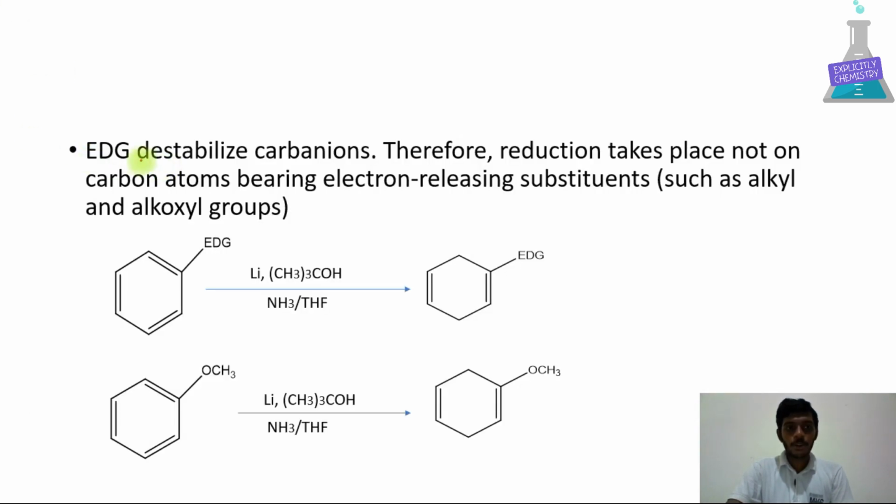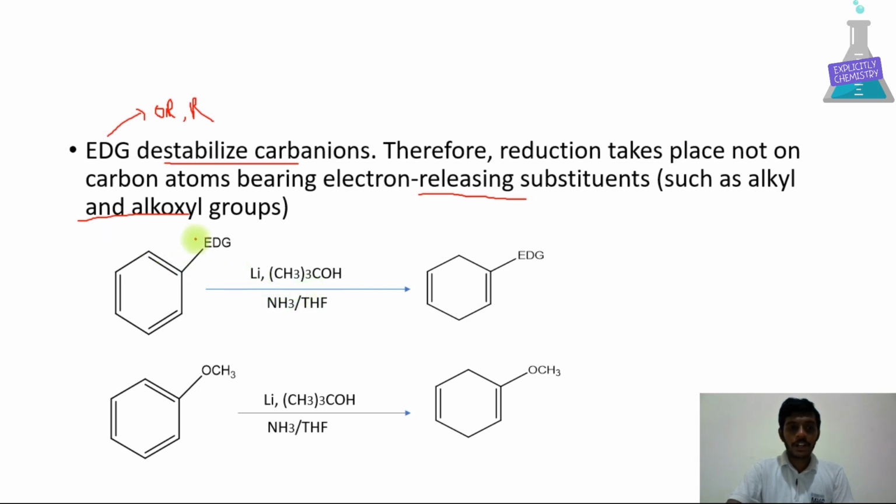Electron donating groups destabilize the carbanion. The electron donating groups may be OR or R groups, which destabilize the carbanion. Therefore, reduction does not take place on the carbon atom bearing electron releasing substituents like alkyl or alkoxy groups. Here the electron donating substituent is present, and this bond is not reduced.